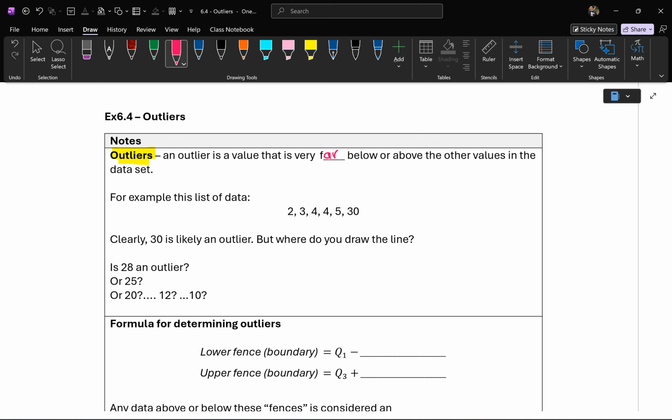So an outlier is a value that is very far below or above other values. So when you see it on a graph, that's the skill for year 12s. When you look at a graph, your only skill needs to be, can you tell that it looks further away from the other values?